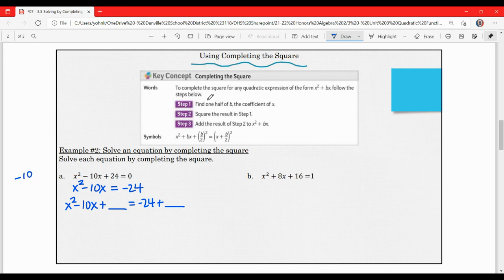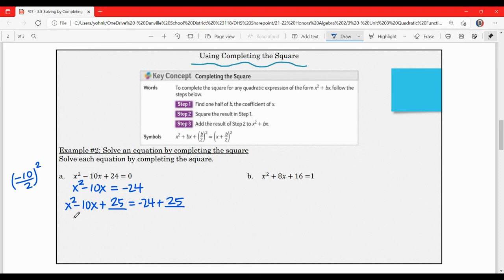I'm going to find 1/2 of b. So I'm going to divide by 2. Then step 2 says to square the result. So I'm going to square. And then that value gets added to both sides. So negative 10 divided by 2 is negative 5. Negative 5 quantity squared is 25. So I'm going to put a plus 25 on both sides.